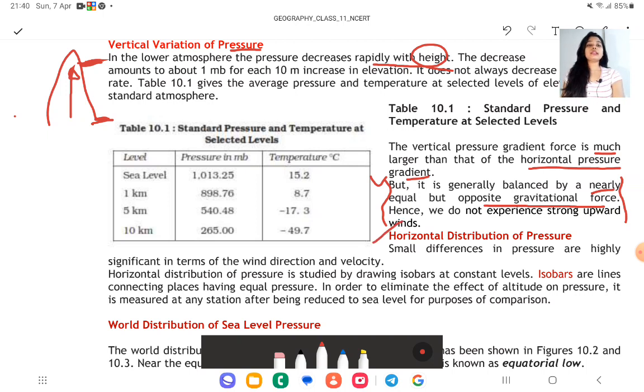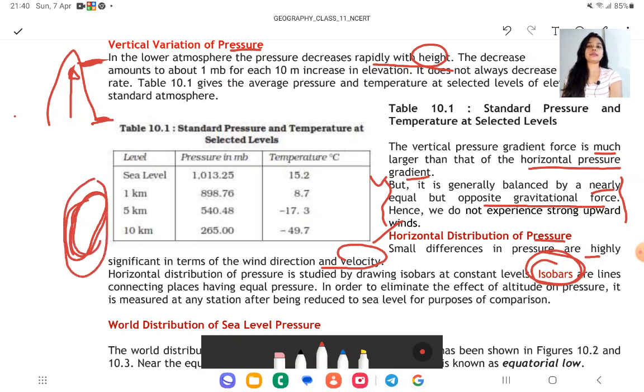Now the horizontal distribution of pressure. Small differences in pressures are highly significant in terms of wind direction and velocity. So even if there is a small change in the wind direction, you can see the distribution of pressure in horizontal direction. So now what is an isobar? Isobar is another important term. Isobars are all the places which have equal pressures. Okay, these are your isobars. So these lines, these circles which I am drawing, these are all the places which have the same pressure.